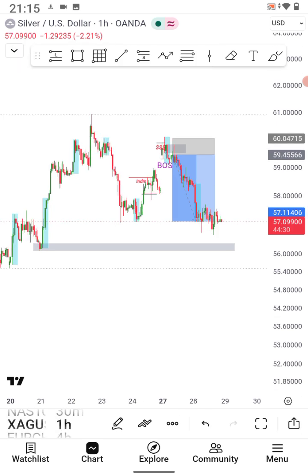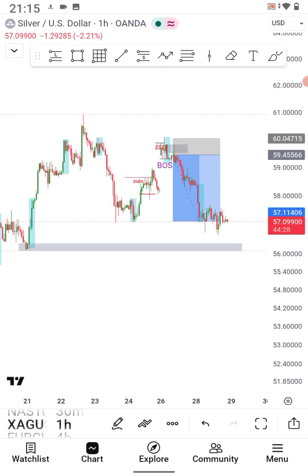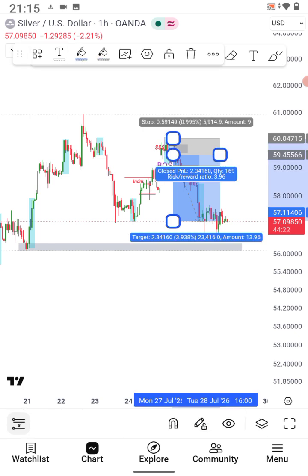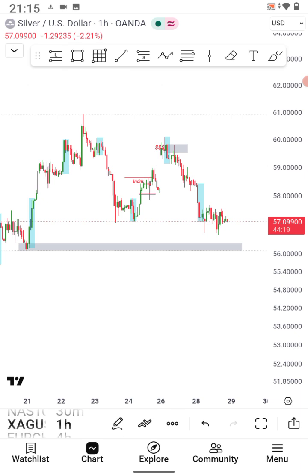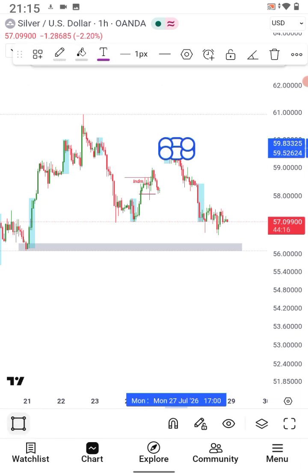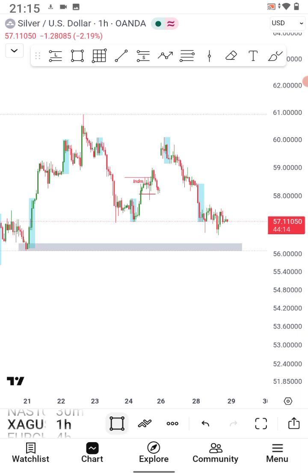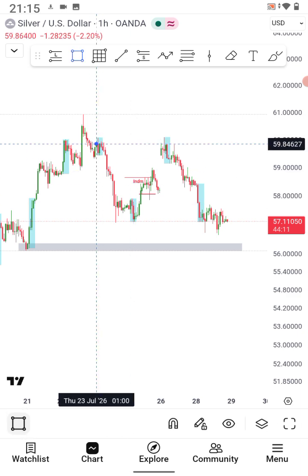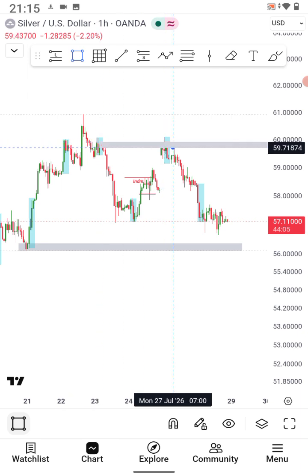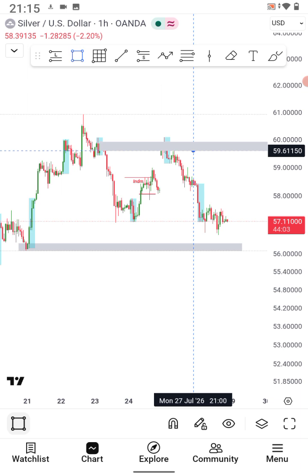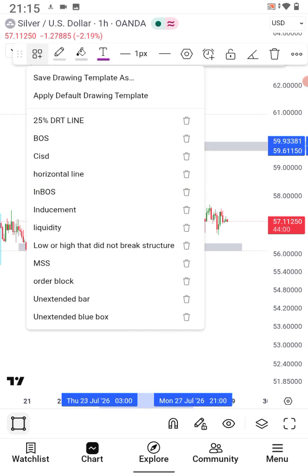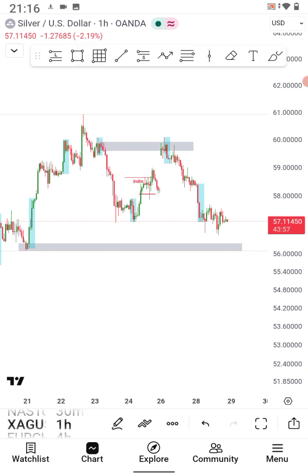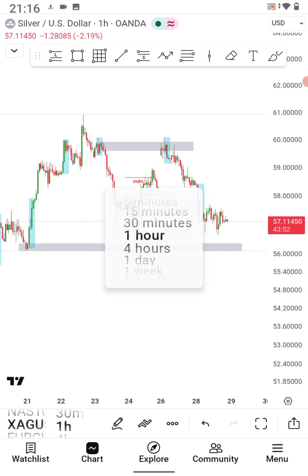And then I saw this particular setup on Sunday evening before the market opened. So I'm going to walk us through what I did. On Sunday, I marked that on Sunday evening. I didn't place any pending order. Scaled down to 15 minutes.